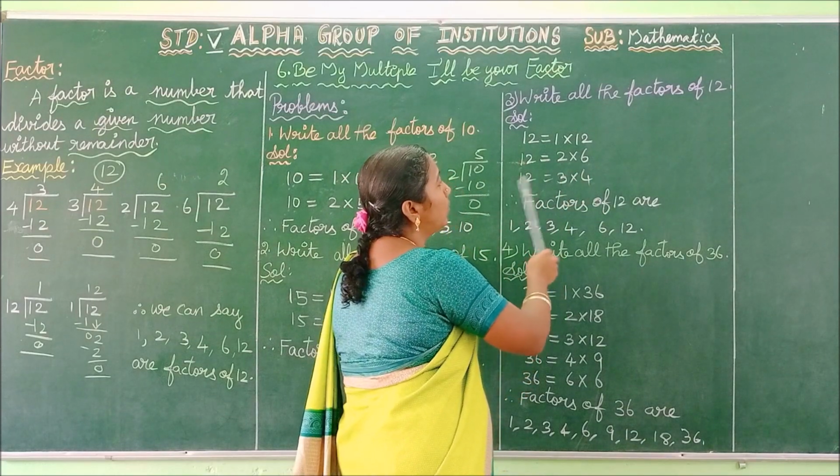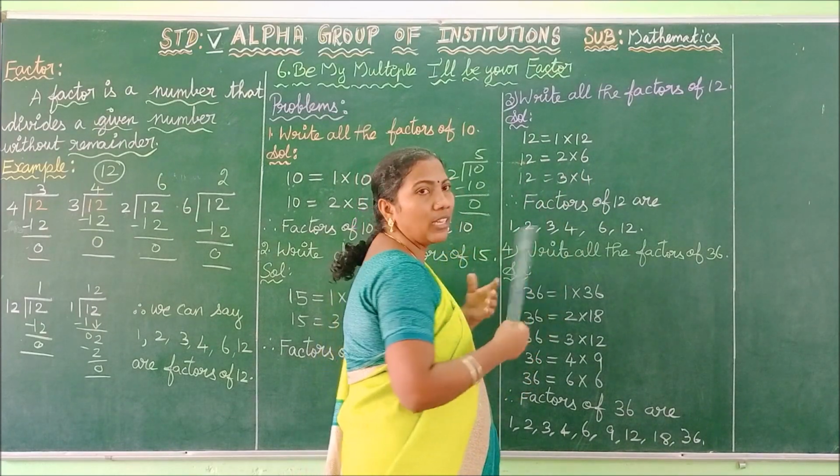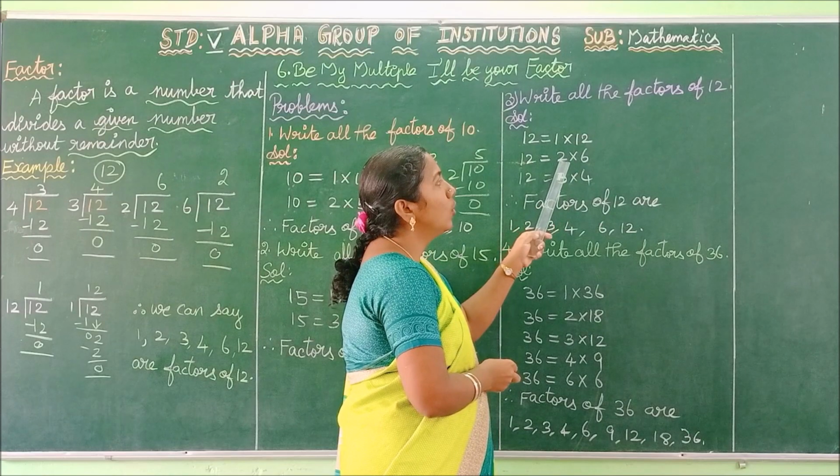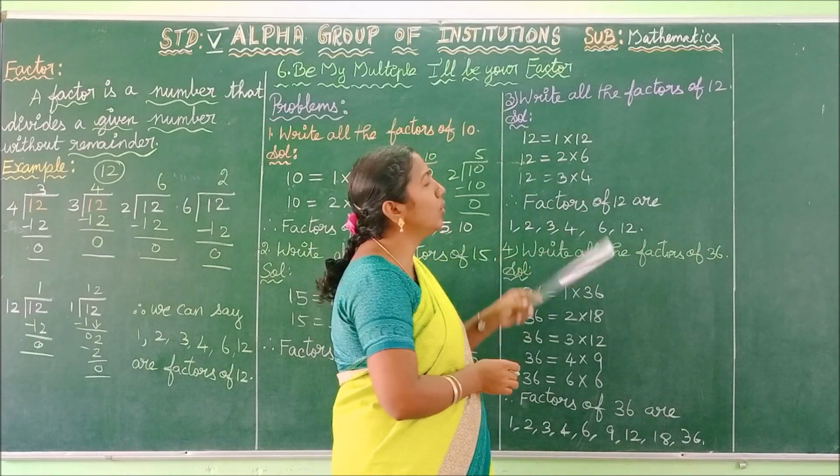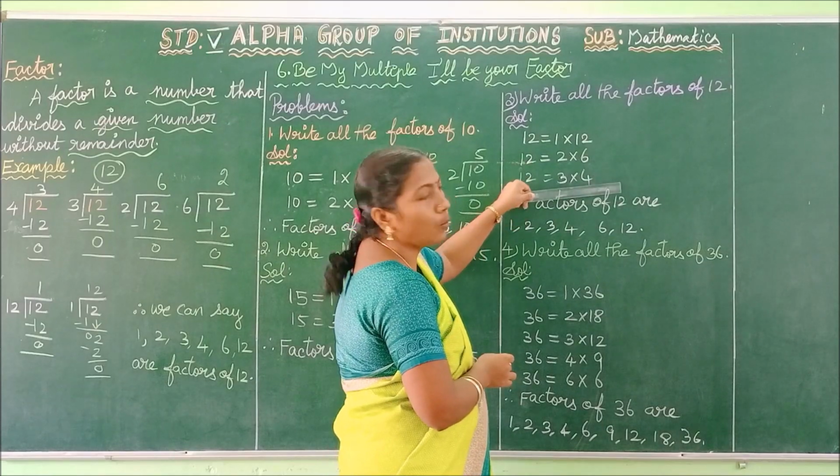So what are the possible ways of writing 12 as a product of other numbers? 1 into 12, 2 into 6, 3 into 4. These are the possible ways. So you have to stop up to this.